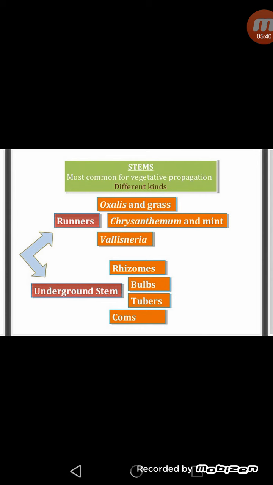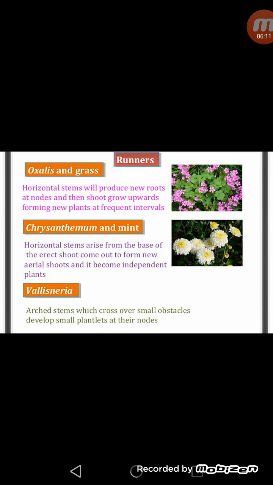In the same way, stems also help in vegetative propagation. The stems which help in vegetative propagation are of different types, like runners, which include oxalis grass, chrysanthemum, mint, vallisneria, etc. And in the same way, underground stems, meaning the stems which are found under the ground, like rhizomes, bulbs, tubers, corms. All these are the further different types of underground stem. Now firstly I will explain about runners.